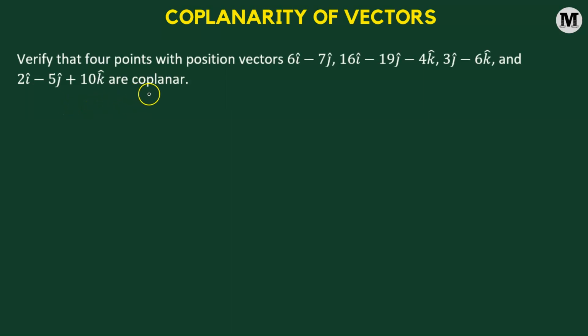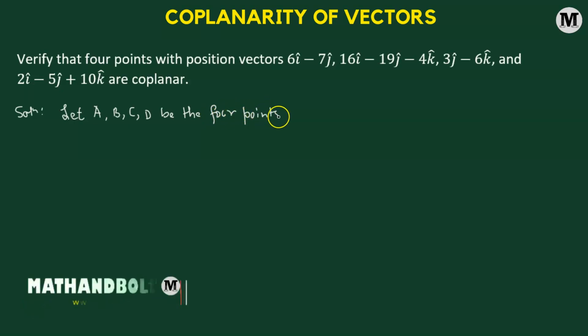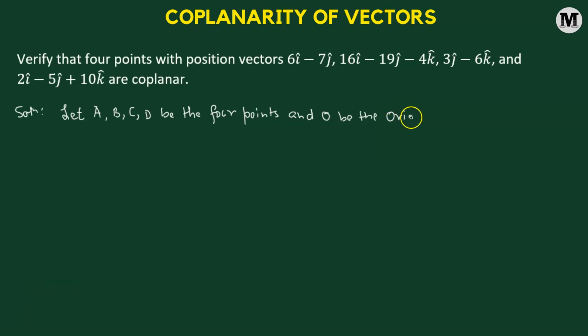We need to verify that the 4 points having these 4 position vectors are coplanar. Okay, let us begin. First, we will consider 4 points A, B, C, and D. So let A, B, C, and D be the 4 points. And we're also going to consider some origin O. It's going to be the origin of some coordinate system with respect to which we are going to measure the position vector of the points A, B, C, and D.